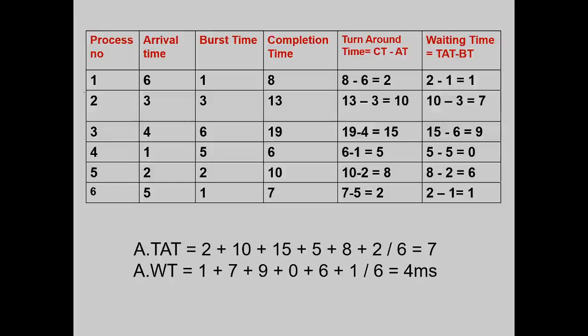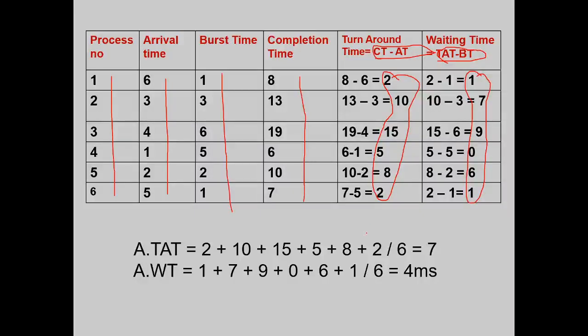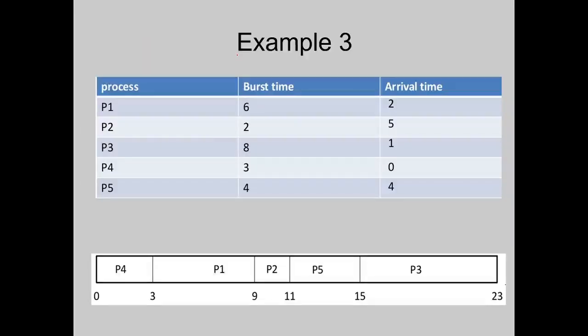So this is the table for this. Process number, arrival time, and burst time are already given. You need to find out the completion time of the processes, then completion time minus arrival time, which is the turnaround time, and then turnaround time minus burst time, that is the waiting time. Then find out the average of these values. Consider the average turnaround time and the average waiting time. Divided by 6 you need to do in both cases, and the values which you get are 7 and 4 milliseconds. Now let us see another third example.